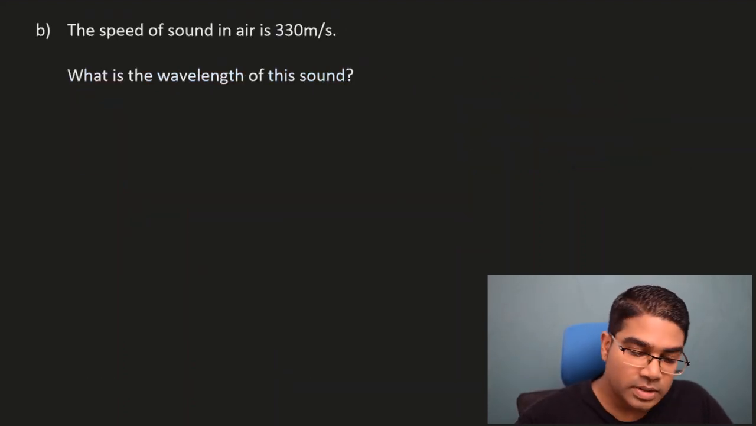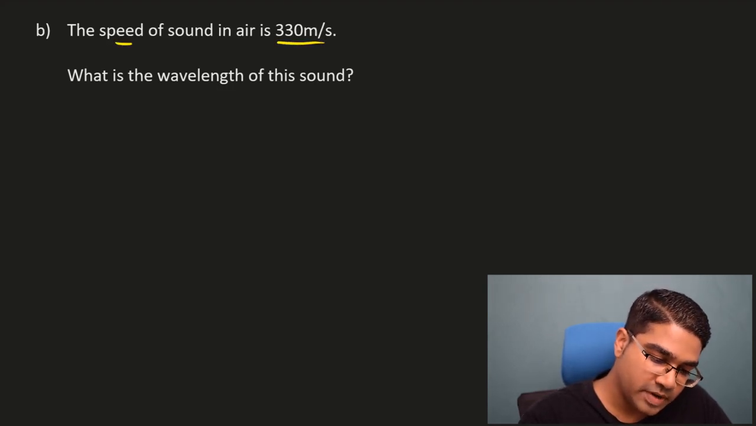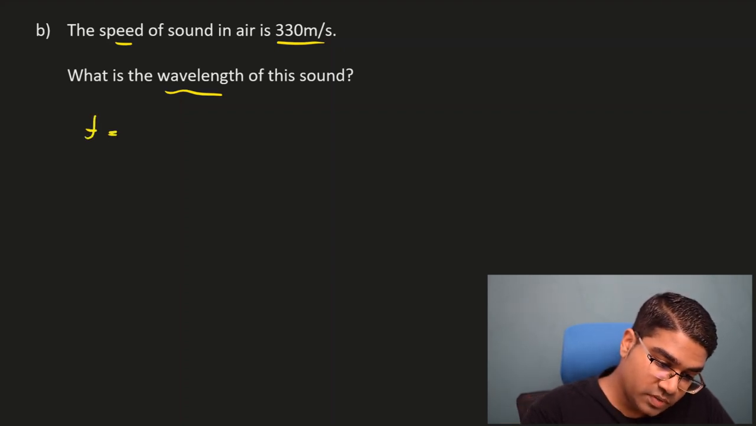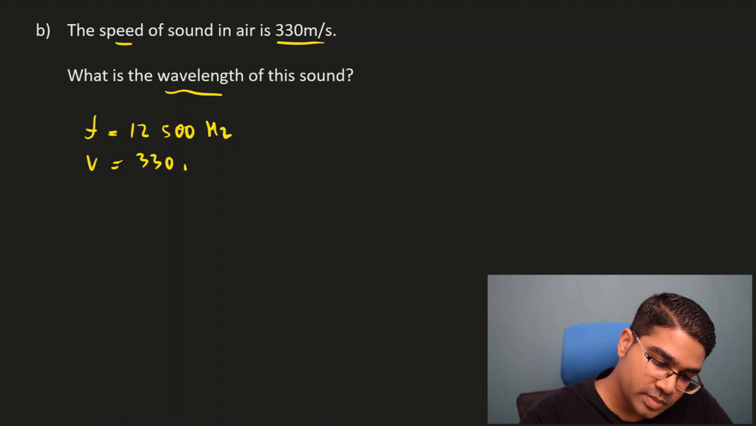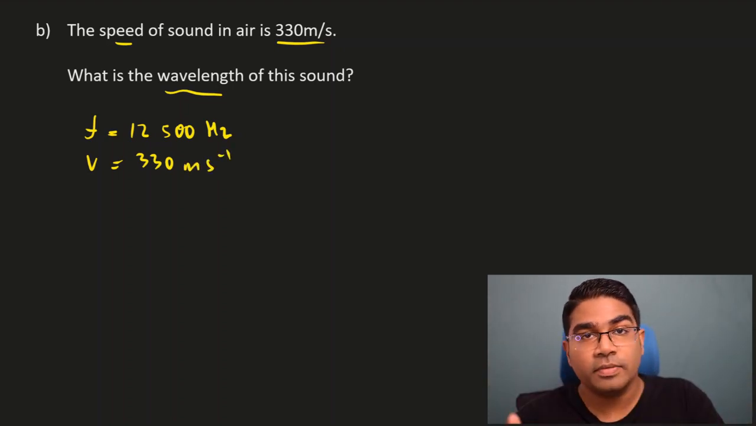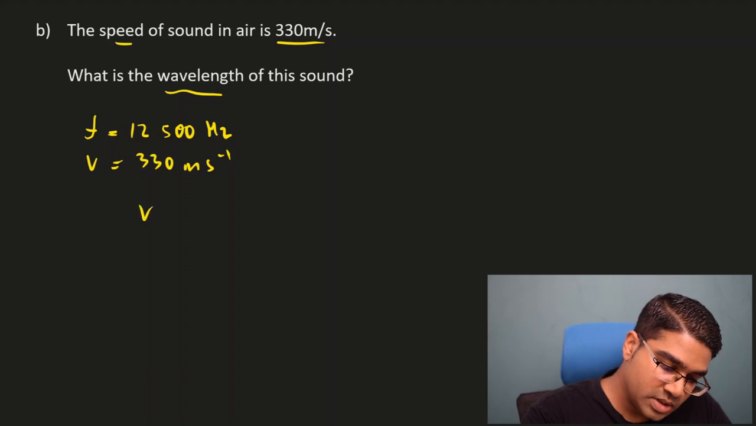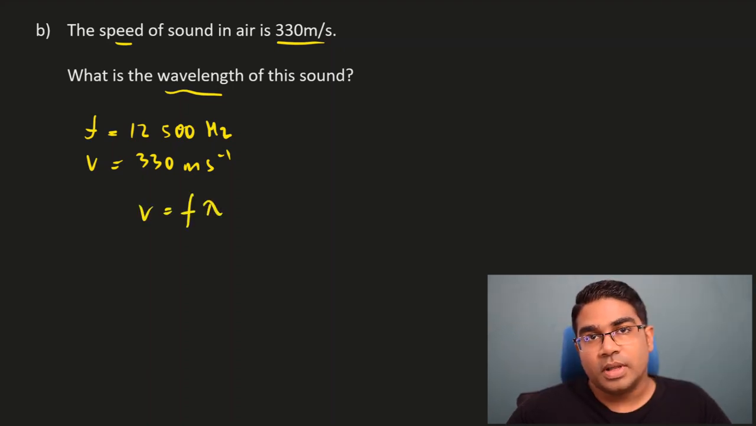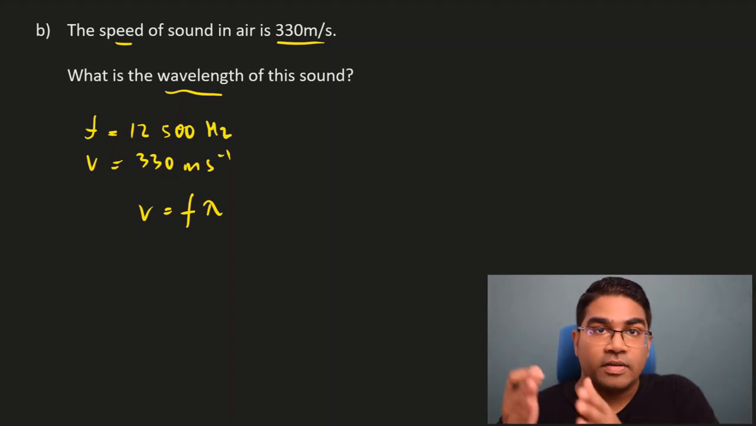The speed of sound in air is 330 meters per second. Speed of sound is given to you. What is the wavelength? So let's recall, we have the frequency. Frequency is 12,500 Hertz. And now we have the speed. V is equal to 330 meters per second. So I hope you know what formula you need to use. We have V and we have F. Of course, we need to use V is equal to F lambda. This is the formula for waves. V is equal to F lambda.